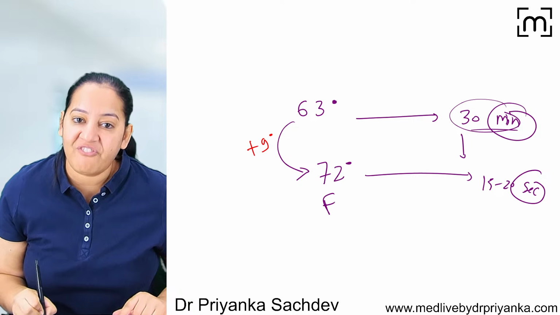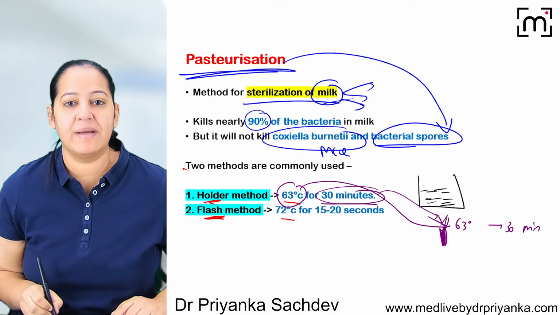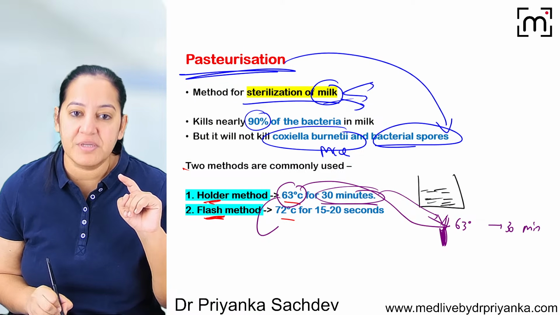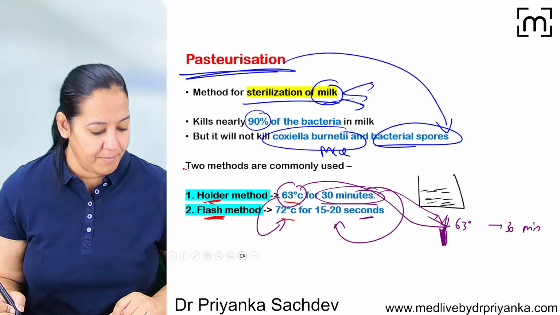So that's why it is known as the flash method. It is like a flash of light. It's very fast. So here the temperature is 72 and the time is only 15 to 20 seconds, not minutes. How many of you got it?